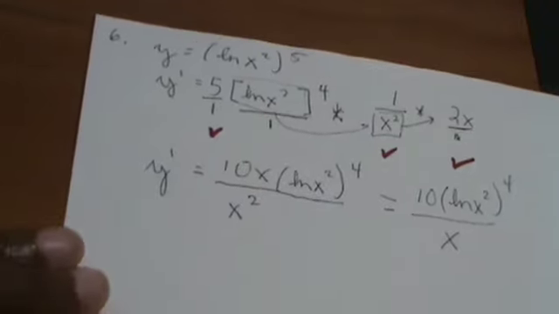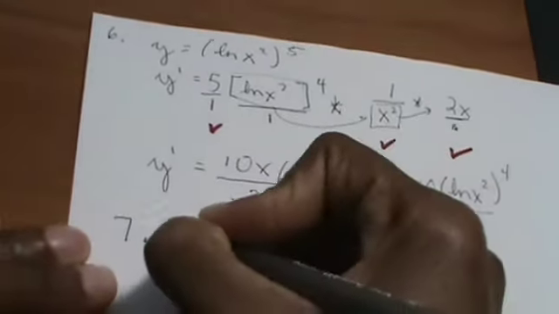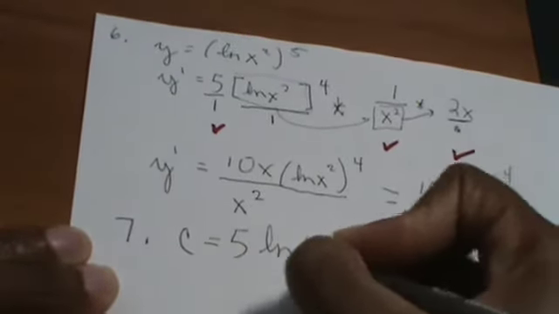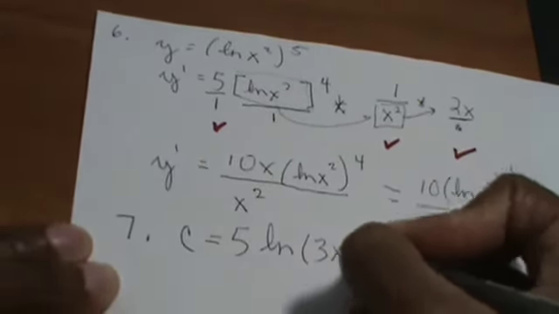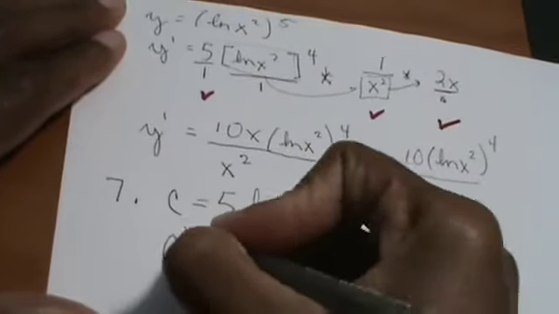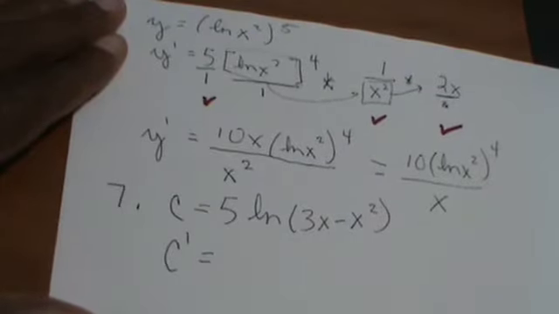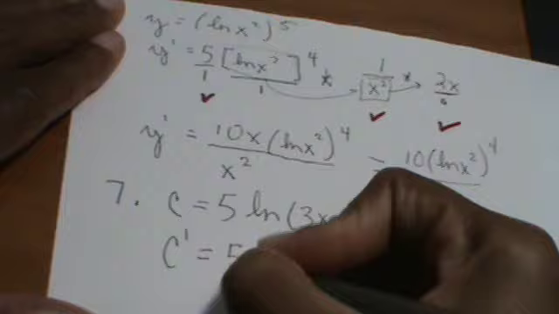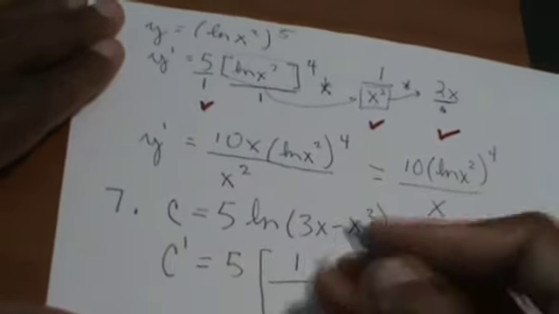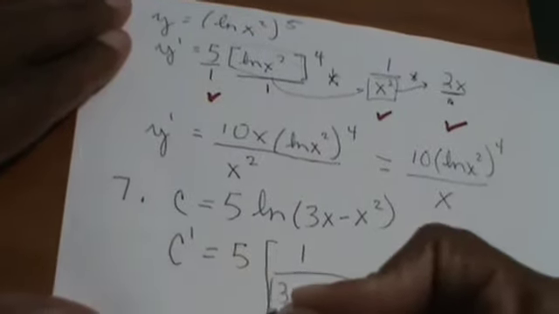Problem 7 is a little bit more straightforward. It reads that c is equal to 5 natural logs of 3x minus x squared. When you take the derivative of c, again, your instantaneous rate of change, your slope generating machine, you pull the 5 out and you have 1 over the quantity after the natural log. So 3x minus x squared. Don't change that chunk of information.